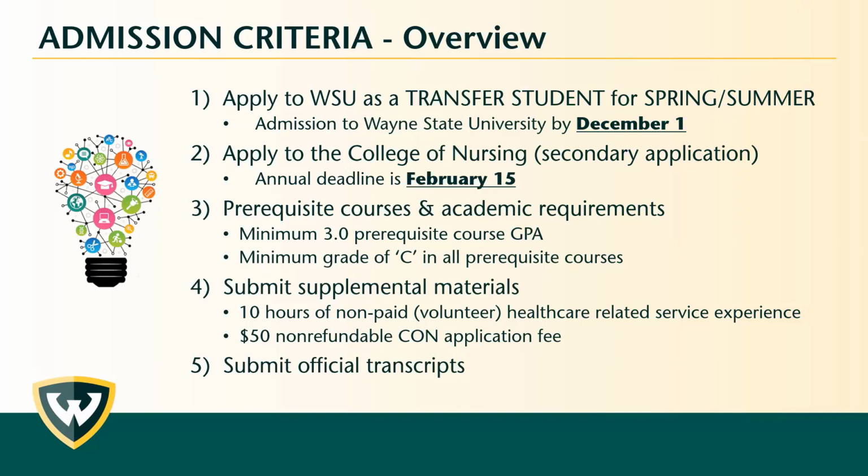You'll need to complete your prerequisite courses and academic requirements, which include a 3.0 prerequisite GPA. That's only for the prerequisite courses, which we'll cover in just a moment. We are not concerned about any other GPA. If you're concerned about your GPA as part of your previous bachelor's degree, please don't be. We are only looking at prerequisite courses. For those prerequisite courses, you need a minimum grade of C in all of the courses we'll be listing shortly.